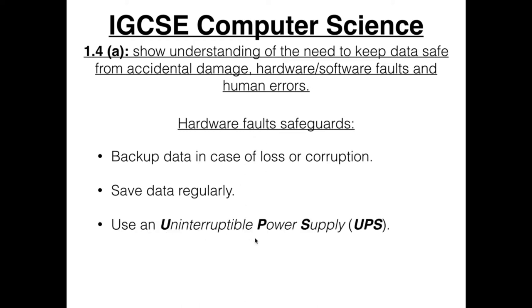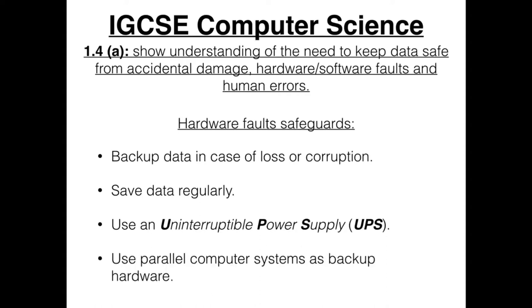Also, you could use a UPS, which is basically an uninterruptible power supply. So if the power goes off, you can still keep your data because this power supply is still running. And use parallel computer systems as backup hardware. That's a good one because you have two parallel computer systems. So what you do with one computer system will also save in the other, or something like that. I'm not entirely sure, but I think that's what it means. So it's good if you do that.